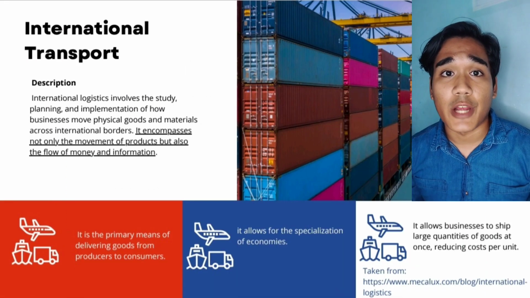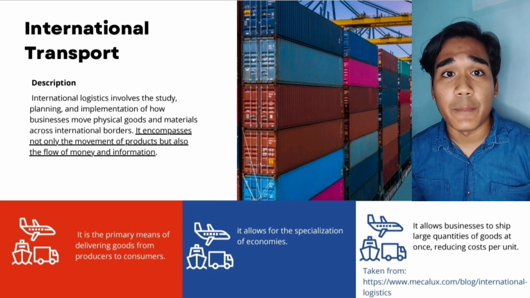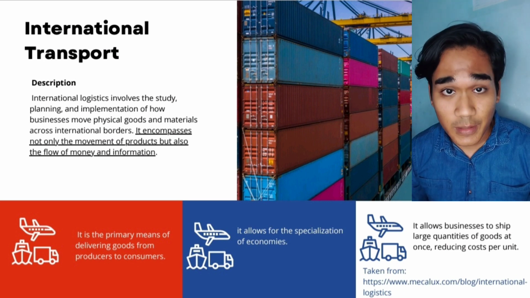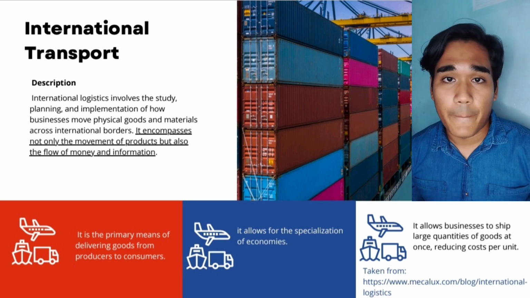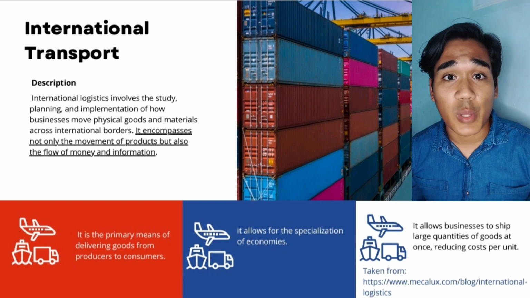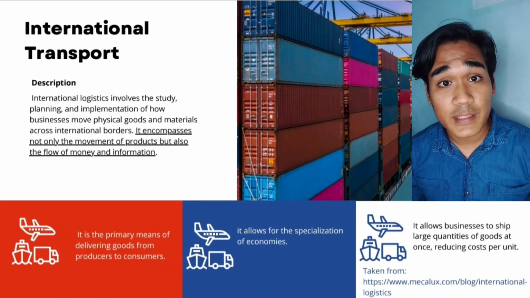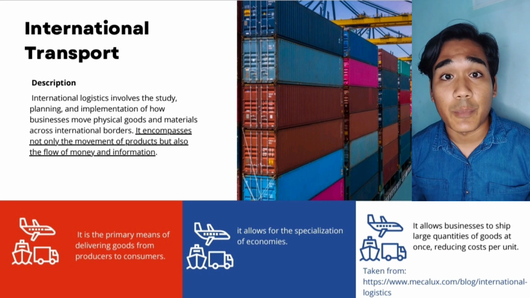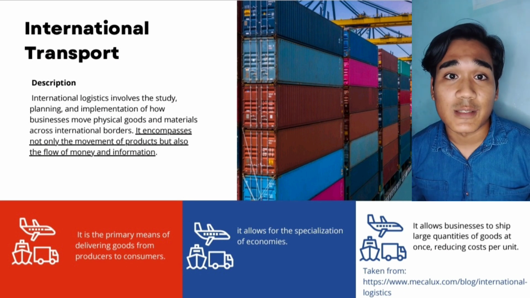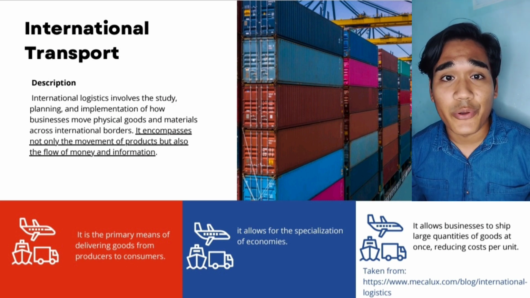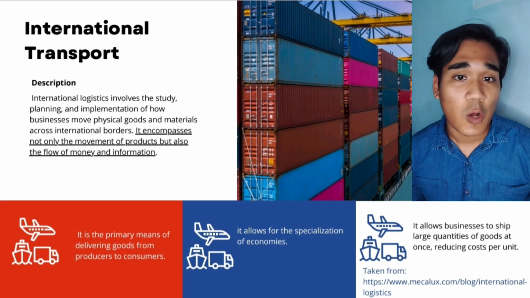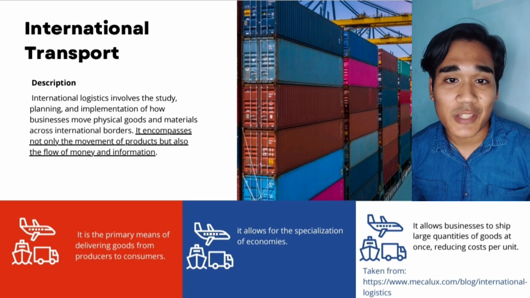Another important thing is international transport, and it involves the study, planning, and implementation of how businesses move physical goods and materials across international borders, because it encompasses not only the movement of products but also the flow of money and information. Some key points: it is the primary means of delivering goods from producers to consumers. It allows for the specialization of economies. It allows businesses to ship large quantities of goods at once, reducing costs per unit. But all of this is possible thanks to other aspects of international logistics, such as warehousing, inventory management, and customs clearance. All those things are really important for international transport.